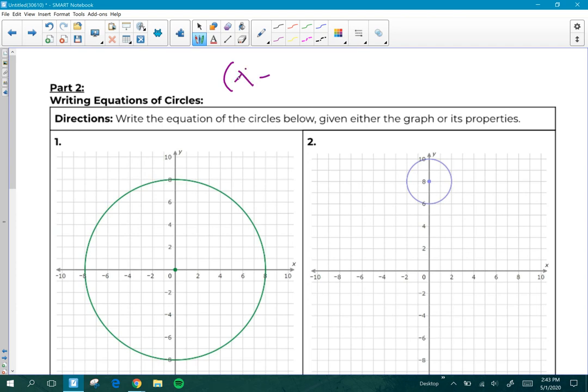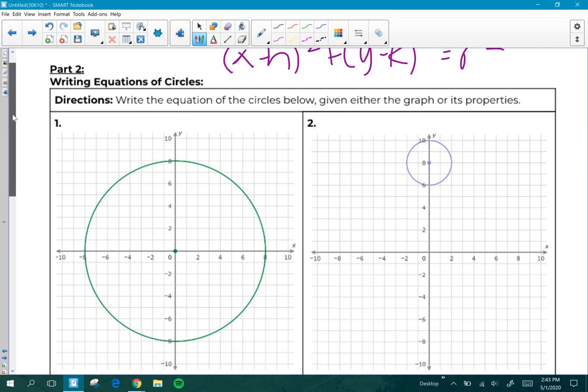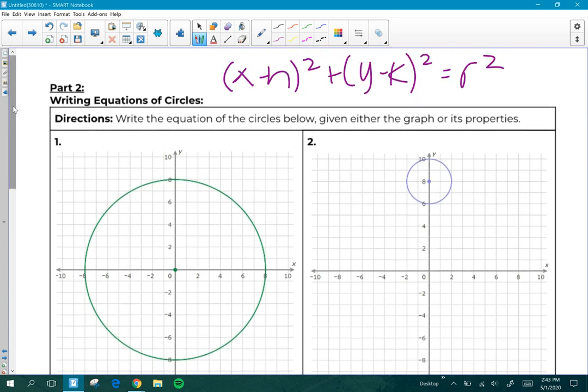So I have (x - h)^2 + (y - k)^2 = r^2. That's my equation of a circle. Now, last time we were talking about having that equation and finding the center and finding the radius. This time we're going to be doing the opposite. We're going to be given either the radius and the center verbally or through the graph, and we'll have to write the equation of the circle below.